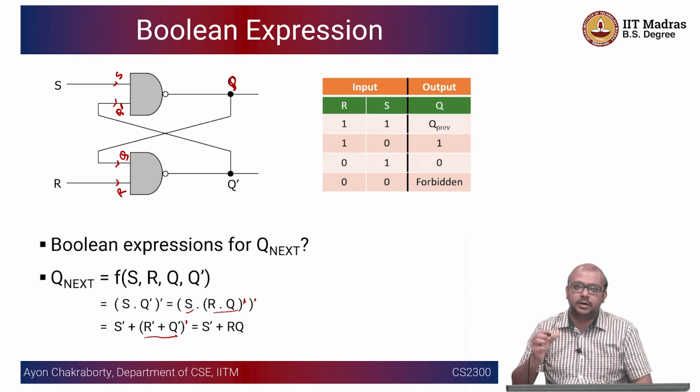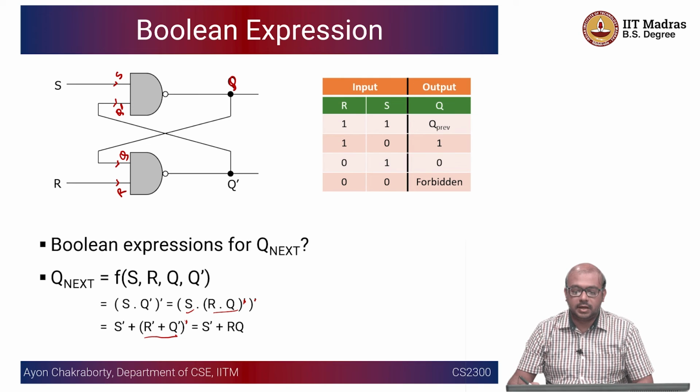Okay, that is something that you need to respect. Apart from that, if you are using S and R as 1 and 1, you can test out that Q prev is being maintained, or currently you can say that Q next is Q current, however you want to define.